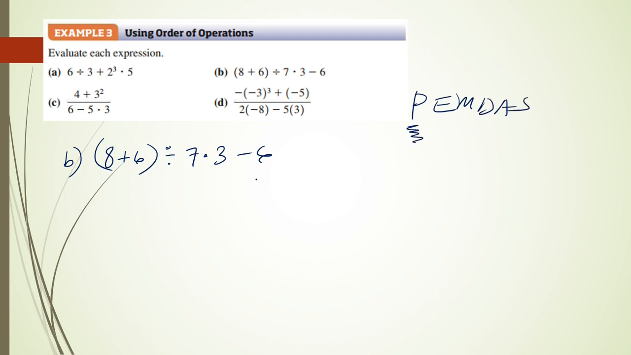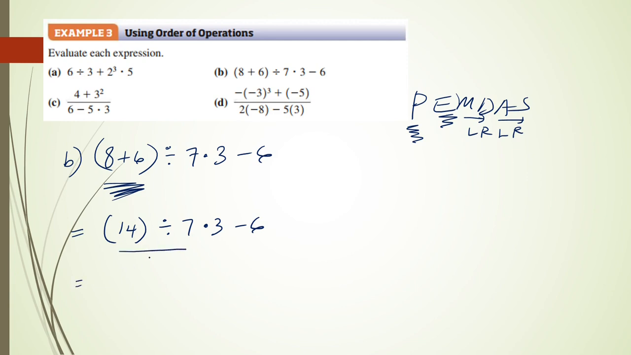Again, I want to start with the parentheses. In this case, we have 8 plus 6 is 14. Then I'll move on to exponents. There's none here. Multiplication and division. Again, we go from left to right. Then we'll do the division first. 14 divided by 7 is 2. Then we'll do the multiplication. 2 times 3 is 6. And there's only subtraction left. 6 minus 6 is 0. For part B, our solution is 0.